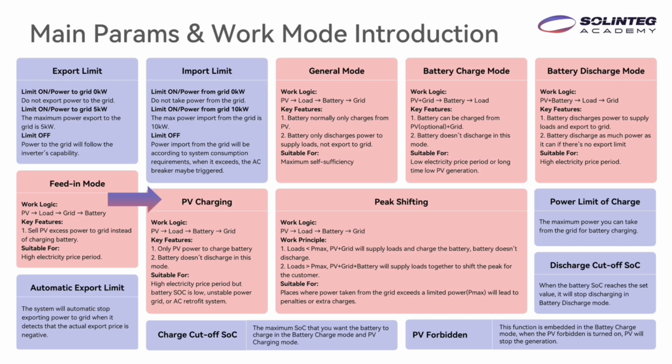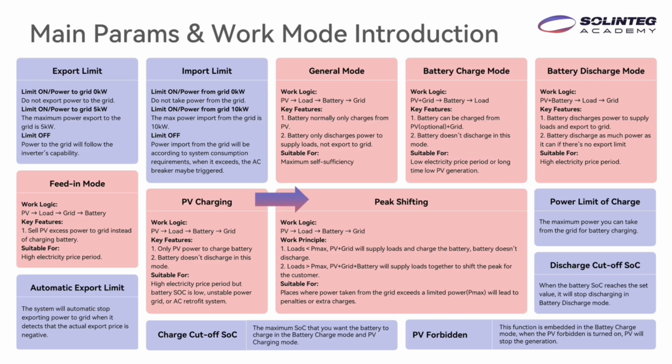Under this working mode, only the PV power can be used to charge the battery, and the battery won't discharge. So this mode could be used for high electricity price periods when the battery's SOC is low and we still want to charge the battery, or in situations where the power from the grid is not very stable, or if it is an AC retrofit system.